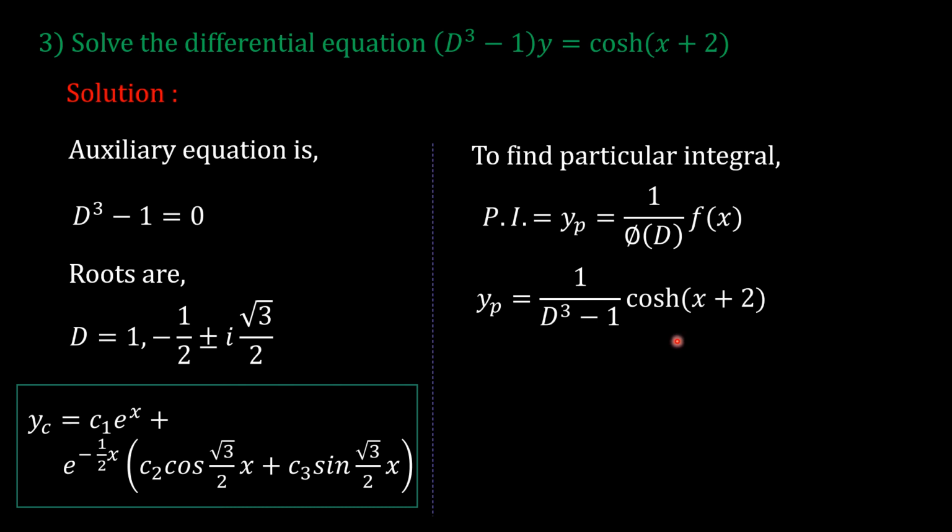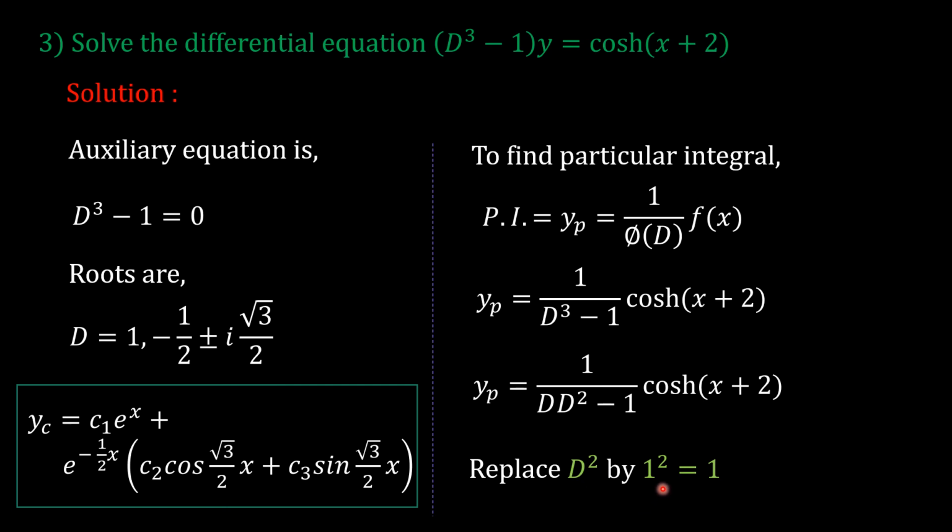As this is a hyperbolic function, we have to express phi of D in terms of D square. So this D cube can be expressed as D into D square minus 1. Then in this denominator, replace D square by a square, because this is a hyperbolic function. Our a is here 1, so replace D square by 1 square, that is 1. Hence, yp becomes yp equal to 1 upon D minus 1 cos h of x plus 2.